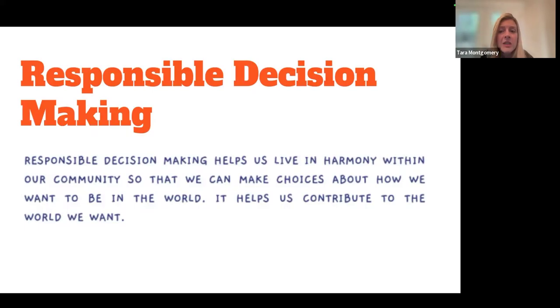Responsible decision making helps us live in harmony within our community so that we can make choices about how we want to be in the world. It helps us contribute to the world we want. This helps us contribute to our classrooms as well. If I do this, let's make this decision. How is it going to affect my peers? How is it going to affect my classroom?